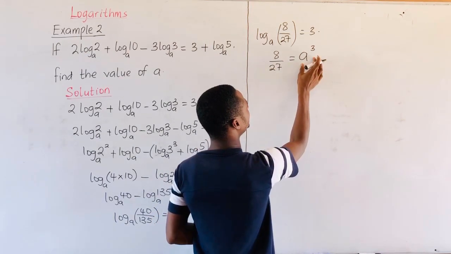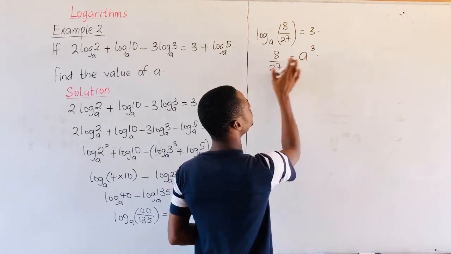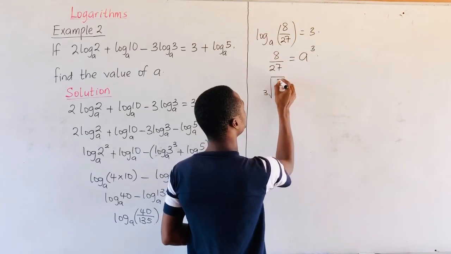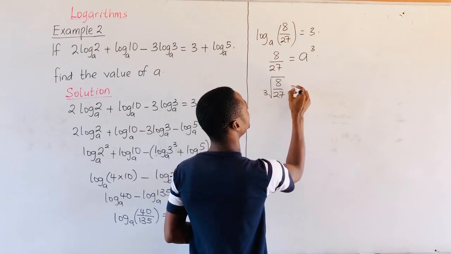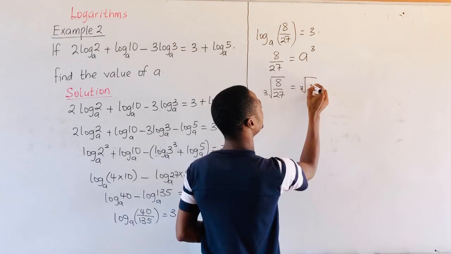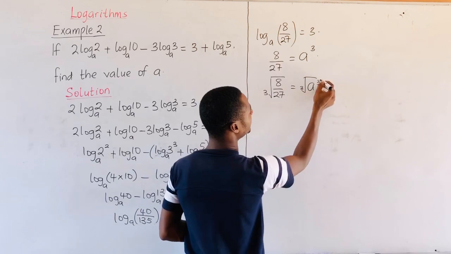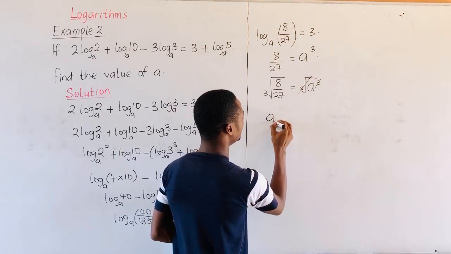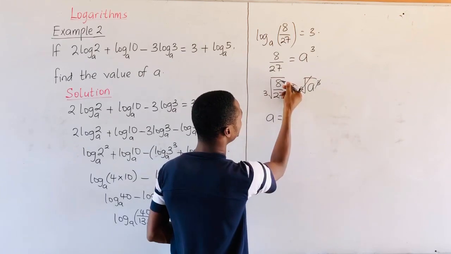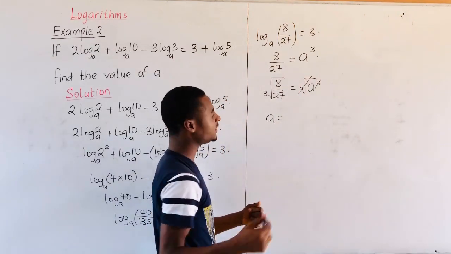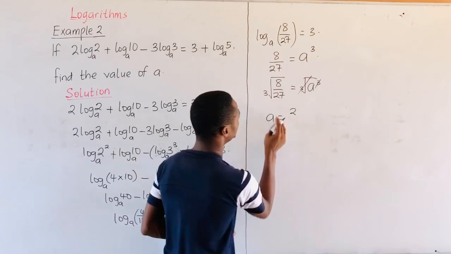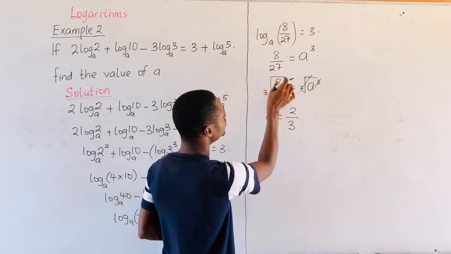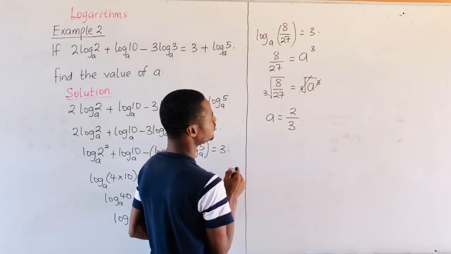Since we want to find a, we will take the cube roots of both sides. And that will give us the cube root of 8 over 27 equal to the cube root of a raised to the power 3. Raised to the power 3 cancels the cube root. And finally, we will have a is equal to, when we take the cube root of 8, with a calculator you can do that, we will have 2. And then the cube root of 27 is 3. The cube root affects both the 8 and the 27.